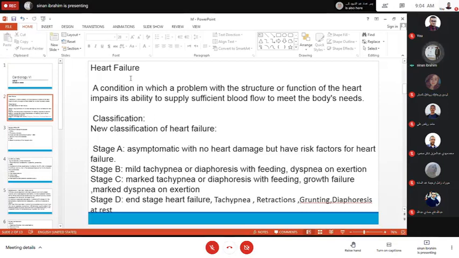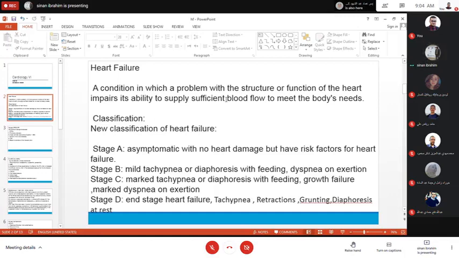What is the definition of a patient with heart failure? It is a condition in which a problem with the structure or function of the heart impairs its ability to supply sufficient blood flow to meet the body's needs. There are many classifications for patients with heart failure. One of them divides the patients into 4 stages.